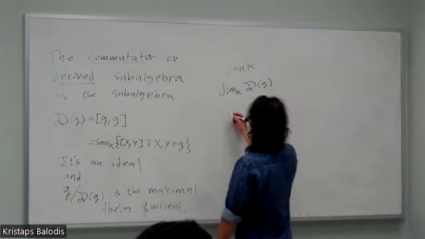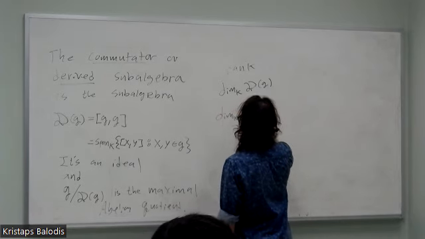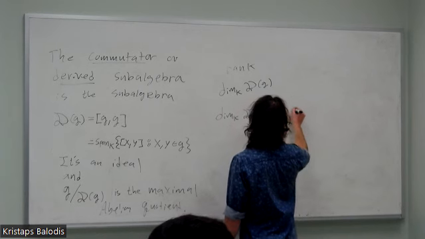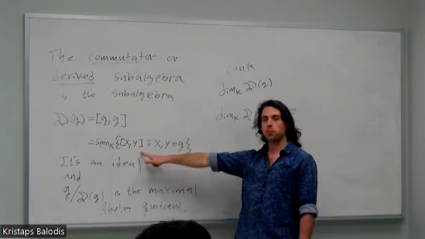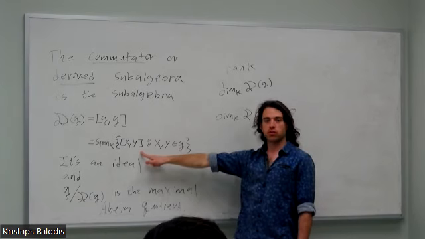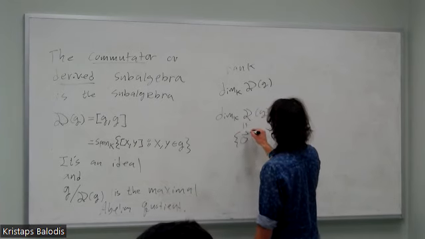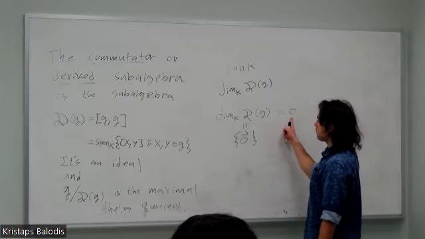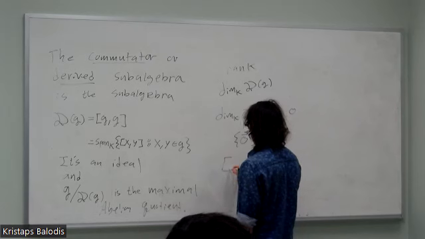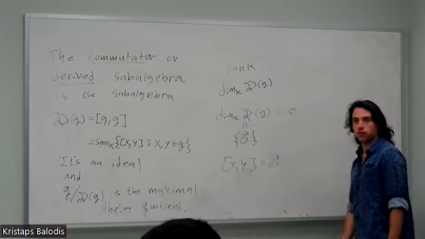So in particular, note that if the dimension of the commutator subalgebra is 0, well, that's only possible, it's the span of all these brackets, right? And the only 0-dimensional subspace is just the trivial subspace, right? So in other words, if this had dimension 0, it would have to be the case that all of our brackets are the 0 vector.